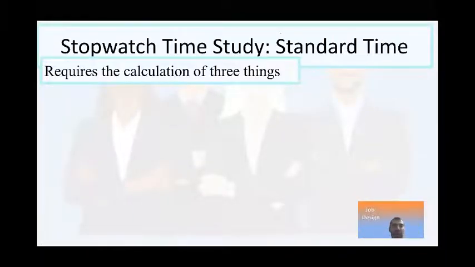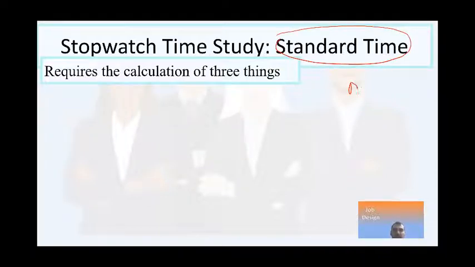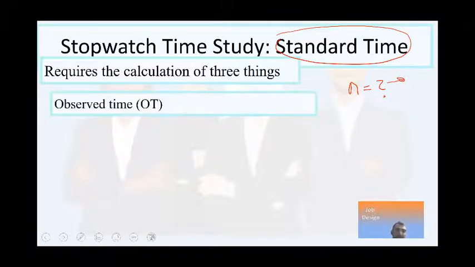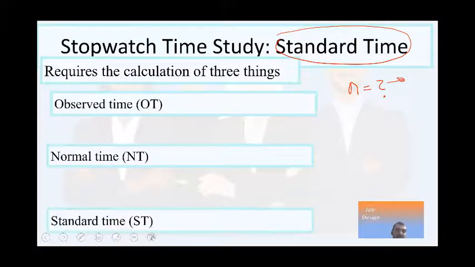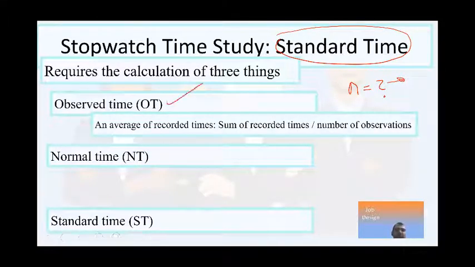Stopwatch time study. We are aiming to get the standard time. We just talked about how to get n, but this is not the goal. The goal is to get the standard time, but n is going to get us there. n is going to help us calculate what's called an observed time, which is the sum of recorded times divided by the number of observations. So we need to know the number of observations. We calculate n, and we can get an observed time.